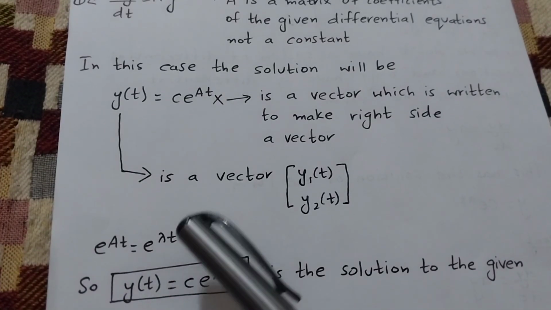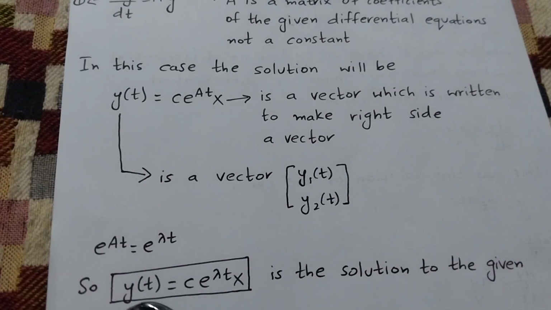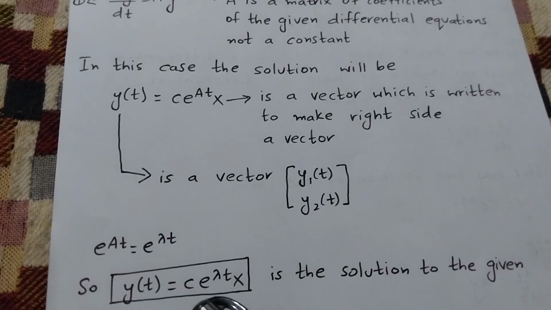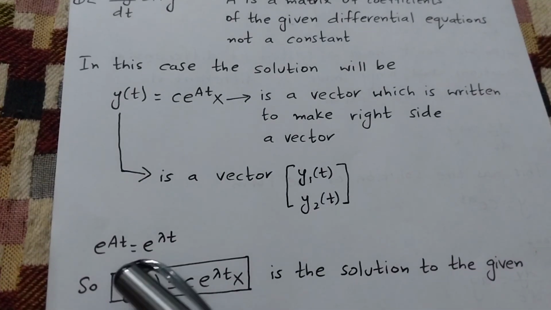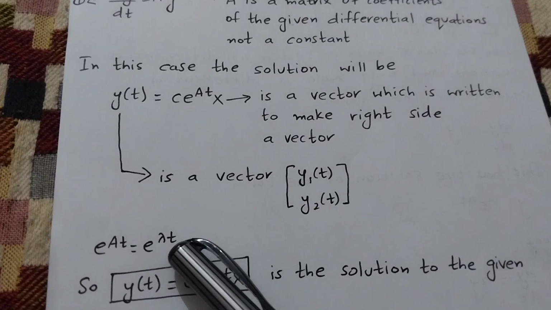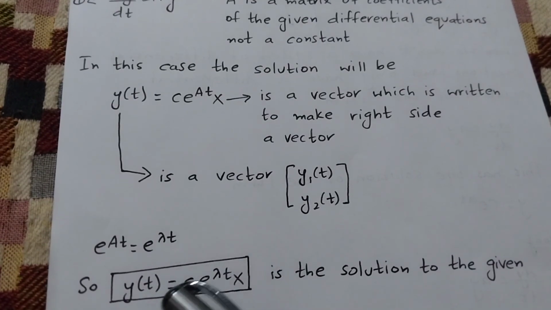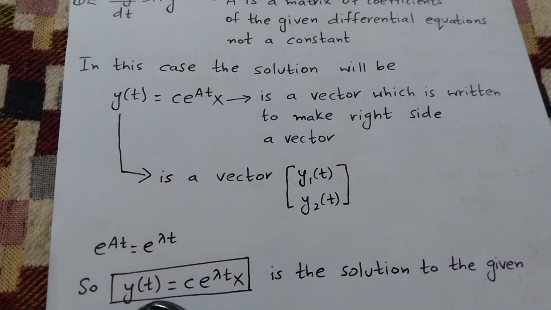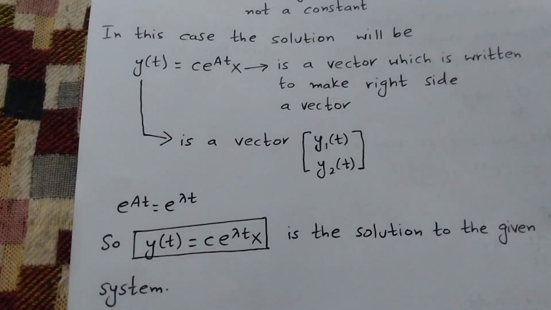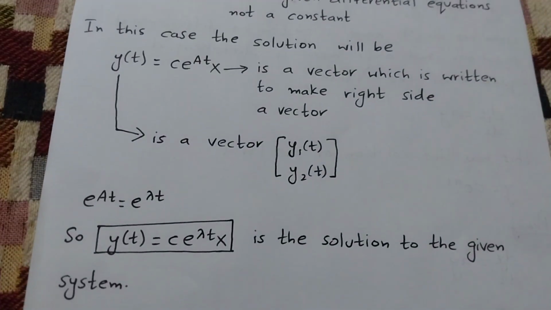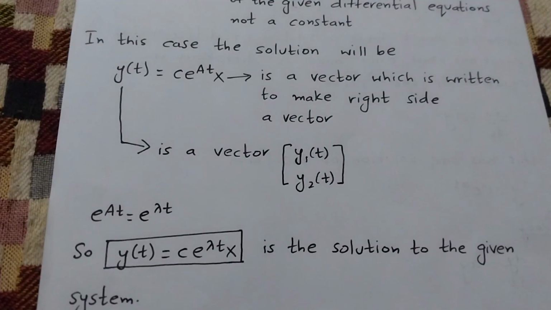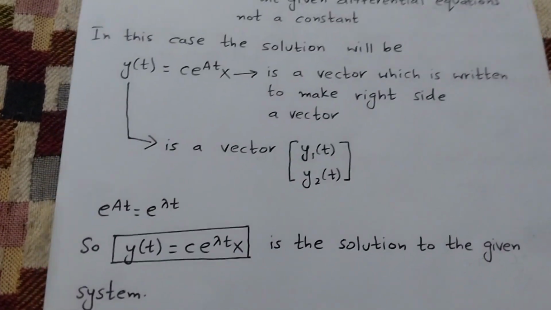So we get e raised to power lambda t, and the solution becomes y of t is equal to c into e raised to power lambda t into x. So e raised to power At is equal to e raised to power lambda t. So this will be the solution to our given system of first order linear differential equations.